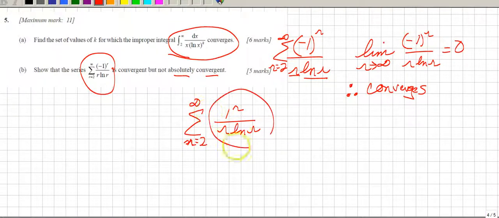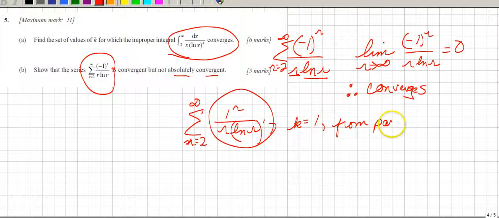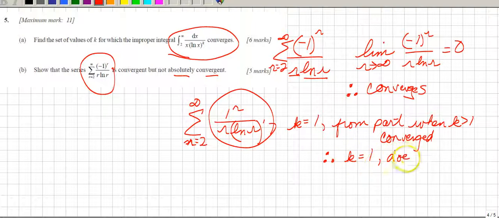Well, this is the same as the part A problem. And the power on the ln x, or in this case ln r, is 1. So in other words, k is equal to 1. And from part A, we know when k is greater than 1, it converged. Therefore, when k equals 1, it does not converge.